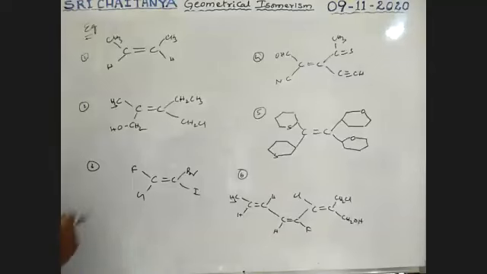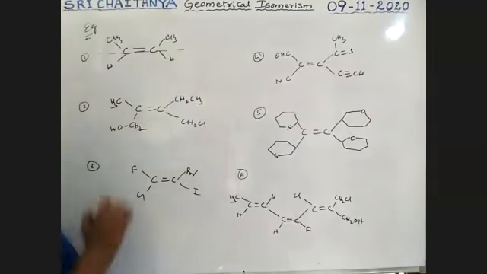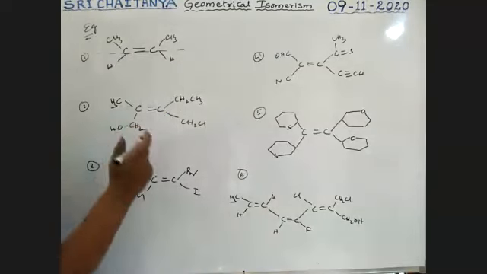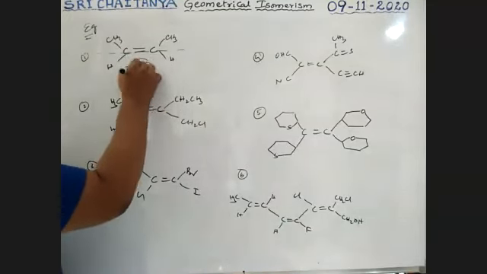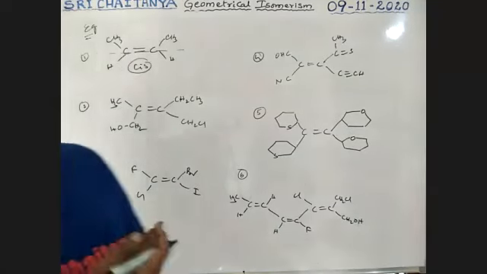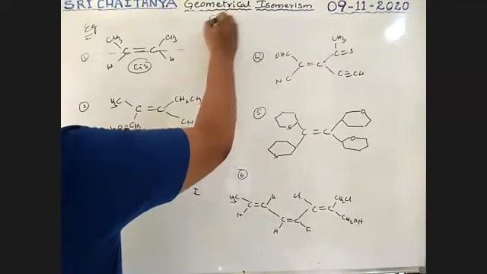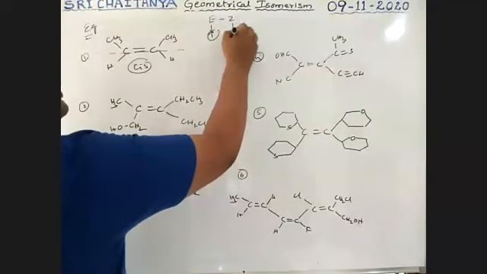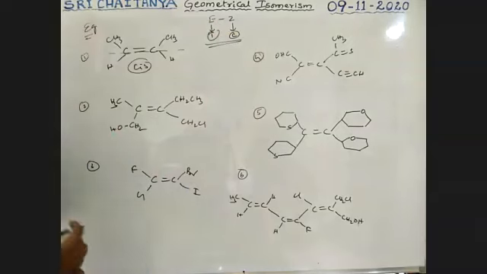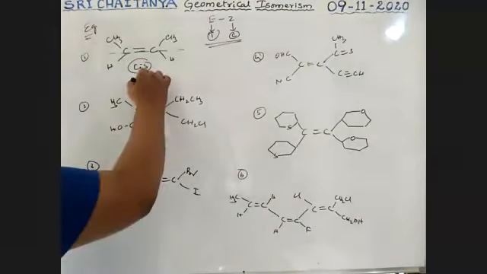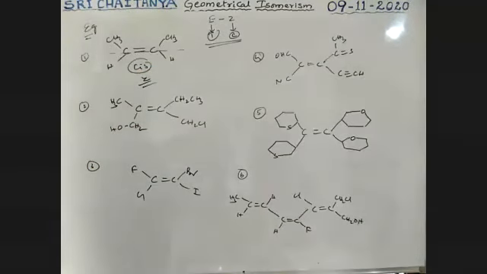First one, so it is a C double bond C. Both the similar groups are on the same side. That means it is a cis format. It is not E-Z. It is a cis, boys. Please be confident. If you write it in E-Z notation, it is Z format. Okay, next part.